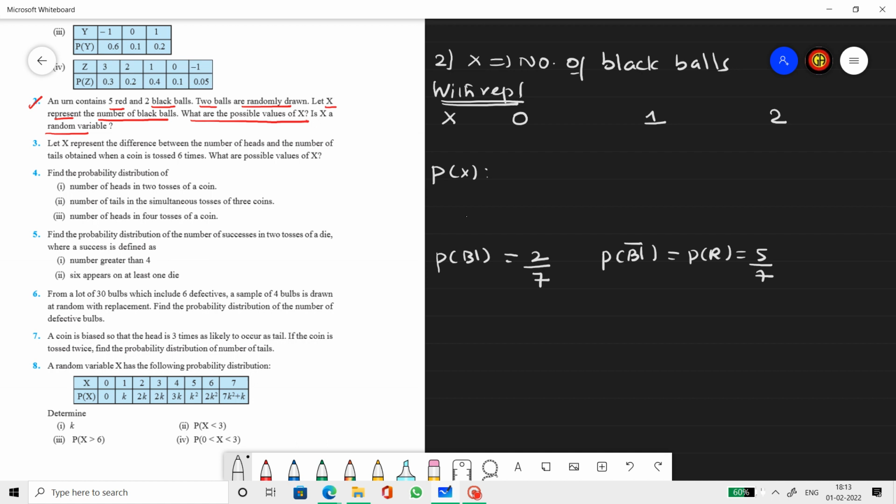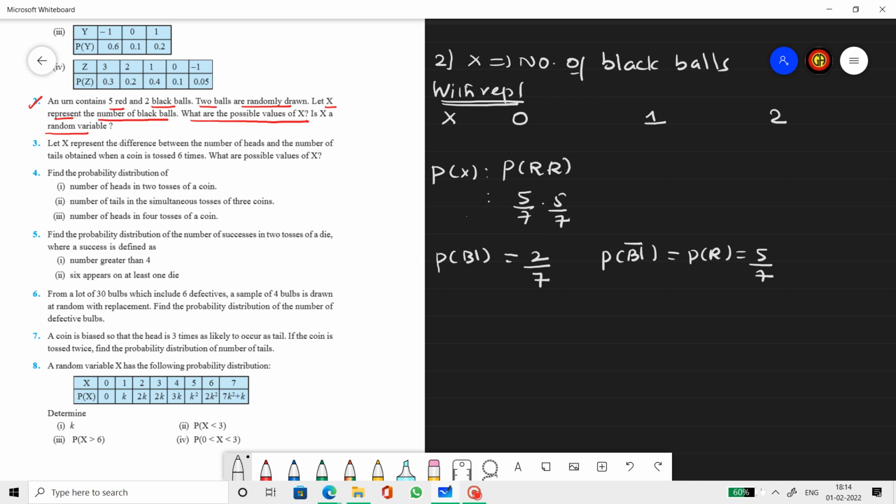As there are no other balls in the bag, there is only black and red. If you are not going to take black, it will be red only. So 2 by 7 and 5 by 7. The first one, x is 0, that means both balls are not black. So that means both are red balls. So P of red, red. You can write it as P of red into P of red. So the answer for that would be 5 by 7 into 5 by 7.